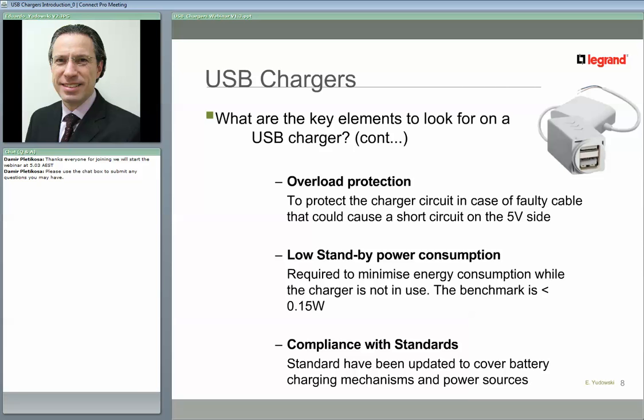Another key element is overload protection, to protect the charger circuit in case of a faulty cable that could cause a short circuit on the 5-volt side. Well, this is pretty obvious. I take the example from home, and how many cables we go over in a matter of months is just unbelievable. Simply the kids pulling the cables and they get broken, they get short-circuited. So overload protection is very important. Low standby power consumption, as I said before.